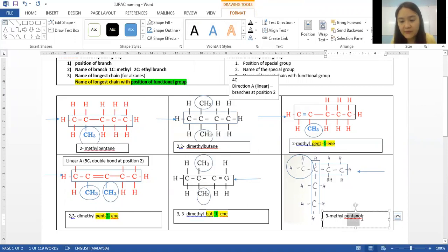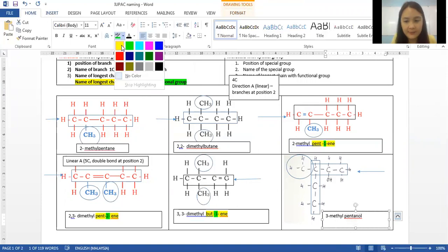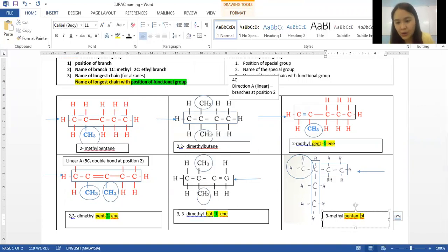So I need to modify this name. How? I will separate out the O, because I need to tell people where my O is. O means OH. My OH is at position number 2. So the 2 over here suggests the position of my functional group. That's O. With that, I hope you can roughly understand how to do a quick naming of an organic molecule using the IUPAC system.